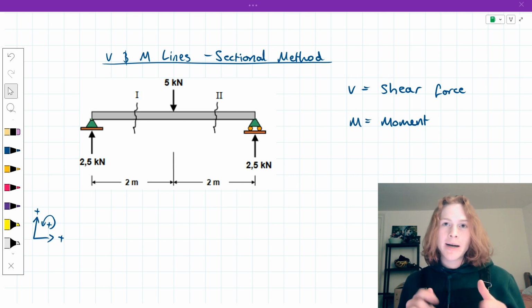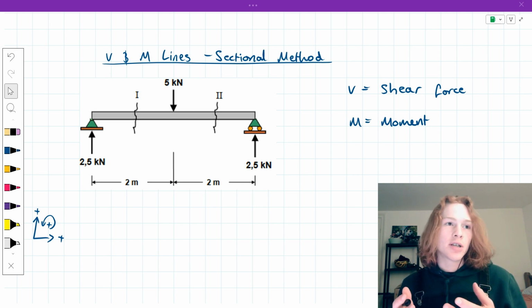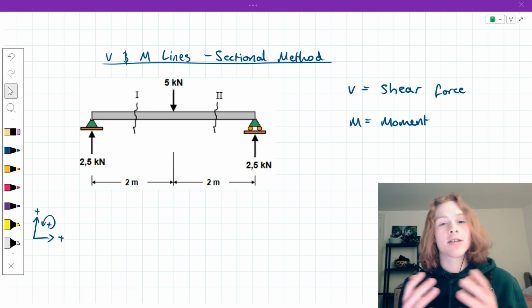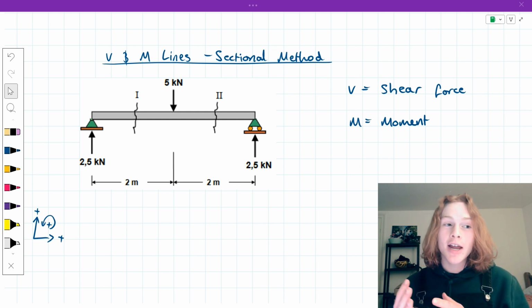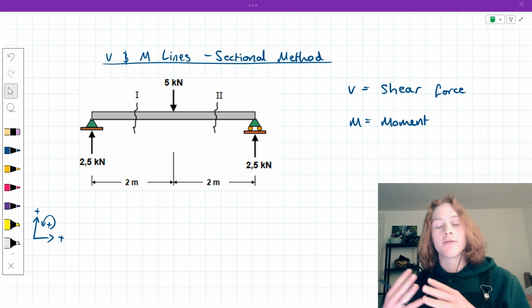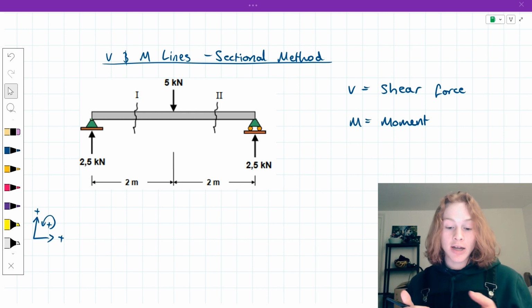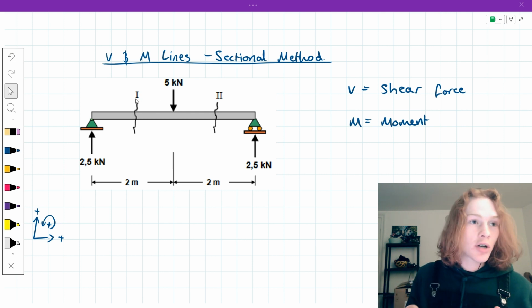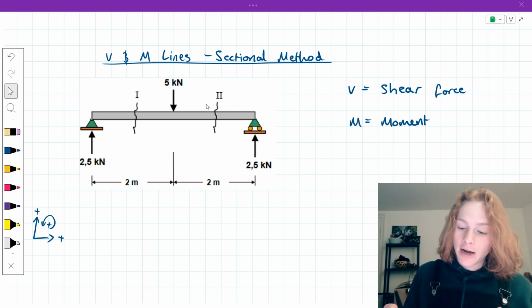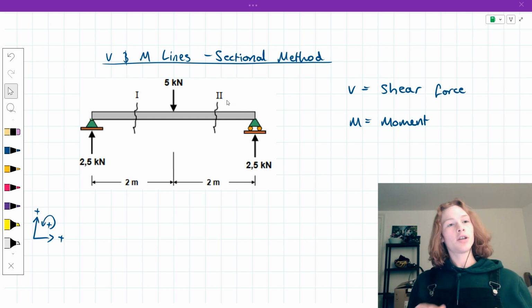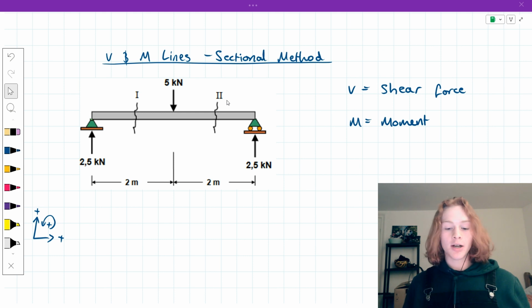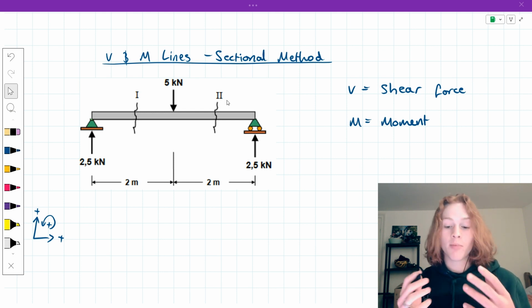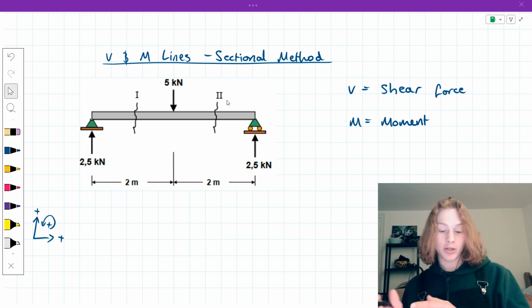So they occur between external forces inside the beam, and they change when a new external force is introduced. So here you'll notice we have two cuts, cut 1 and cut 2. The shear forces and the moments are going to be different between cut 1 and cut 2 because the forces on the free body diagram have changed.